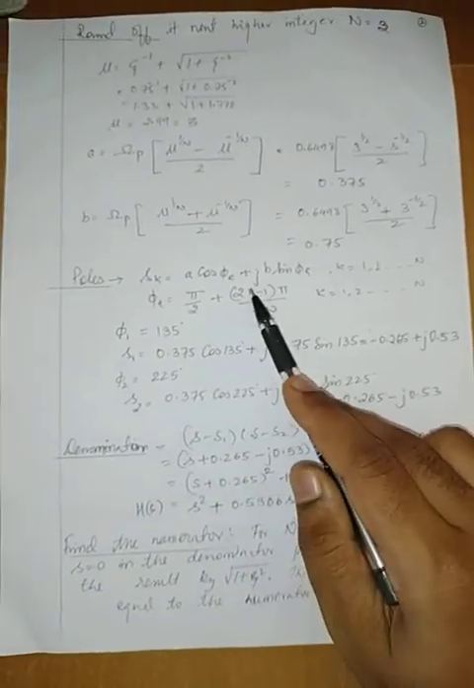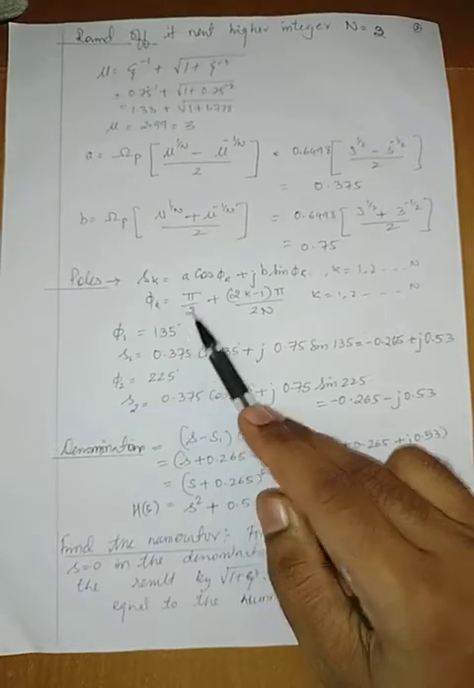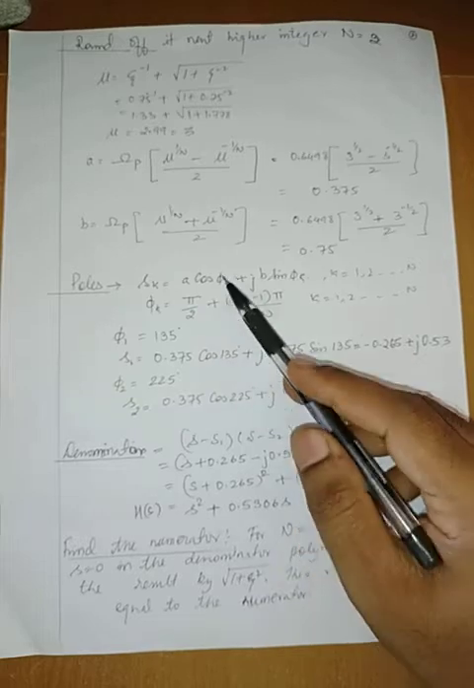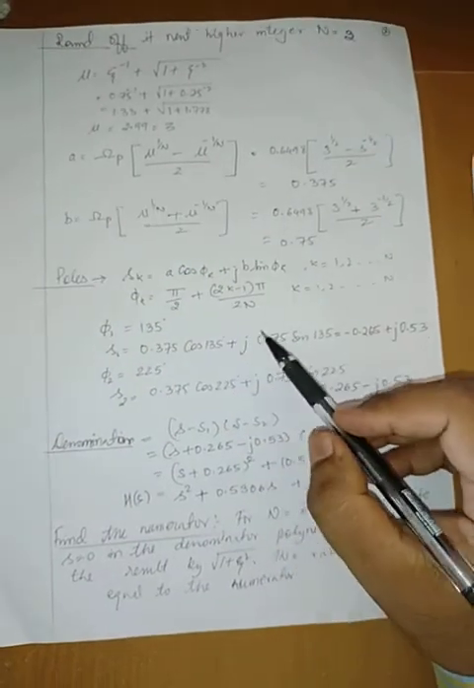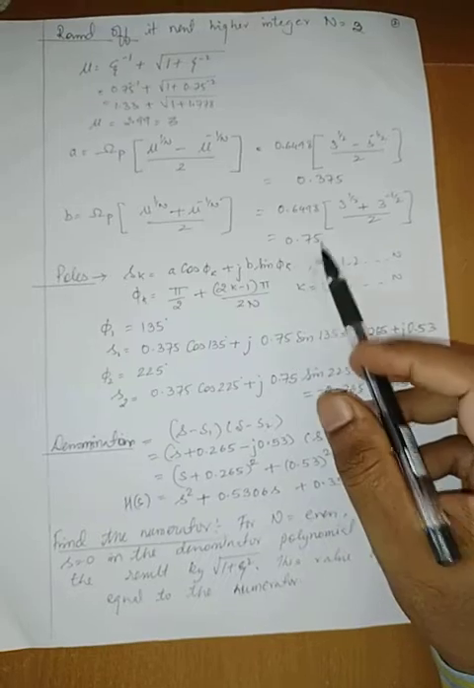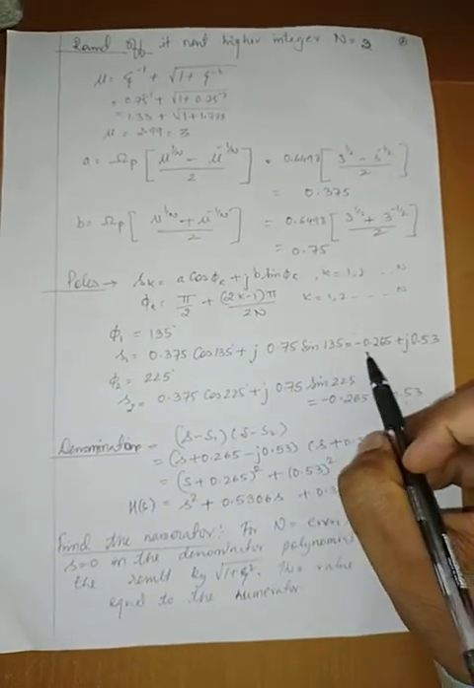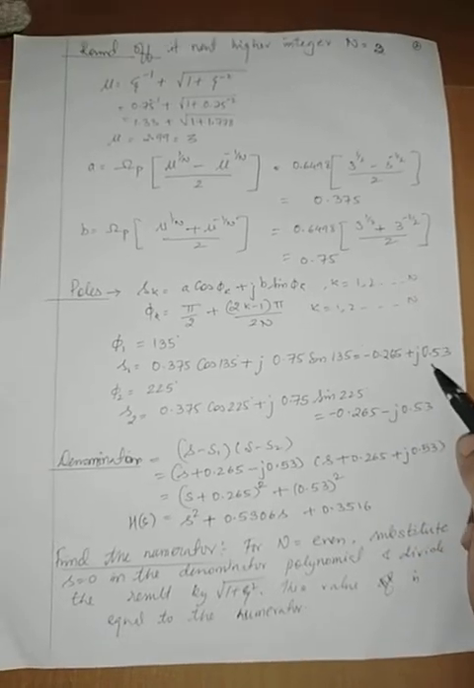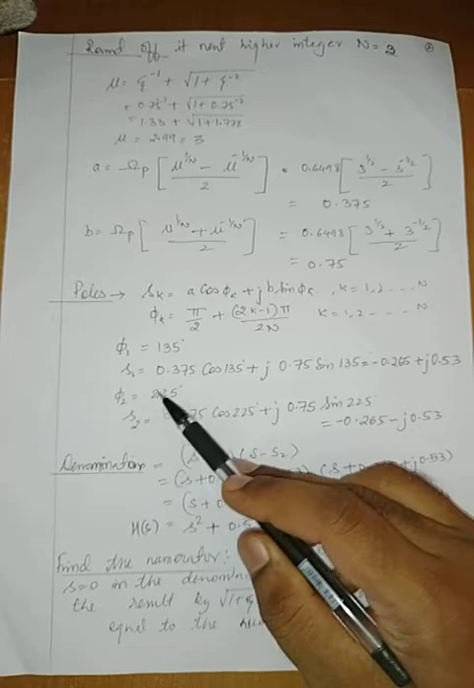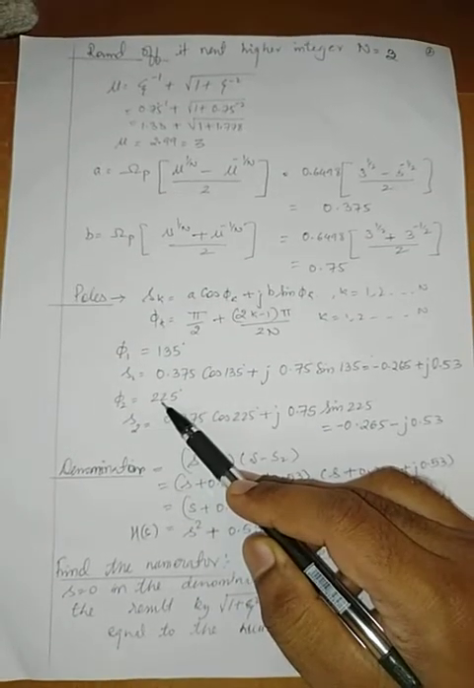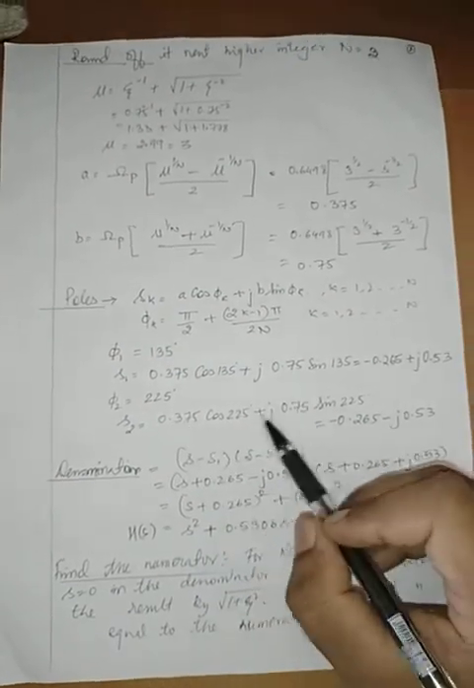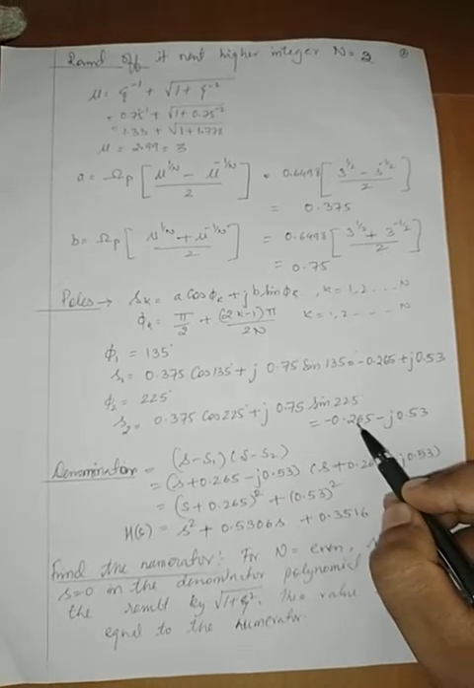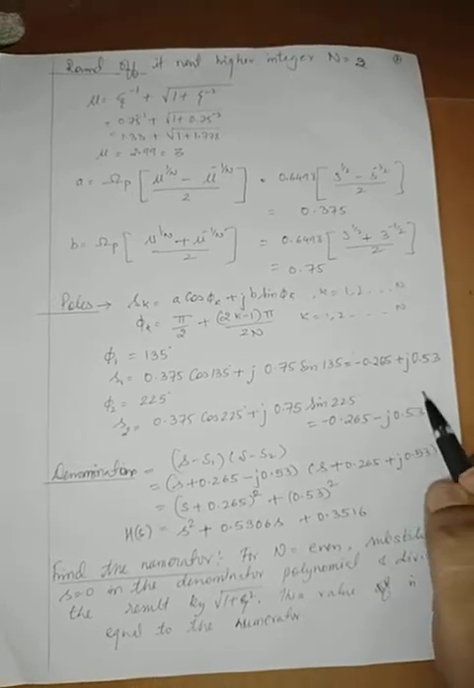So if you substitute the value of k as 1, we get phi 1 as 135 degrees. Now substitute the value of a as 0.375. Sk for phi 1 will be a cos 135 degrees plus j of b, where the value of b is 0.75, sine of 135. You get the answer as 0.265 plus j 0.53. Similarly, you will be calculating phi 2 and the answer is 225 degrees. Substitute the value of a and b, substitute the value of phi 2 and you get the answer as minus 0.265 minus j 0.53.